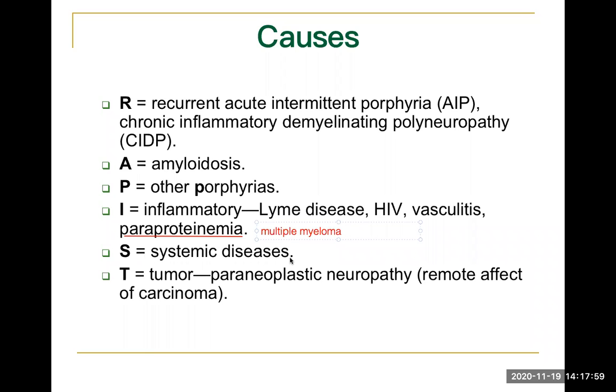Systemic diseases, any chronic diseases of the system may be involved, and connective tissue disorders come here again as an example, and tumor, like paraneoplastic neuropathy as a result of paraneoplastic syndrome, may be considered. So different causes are there.